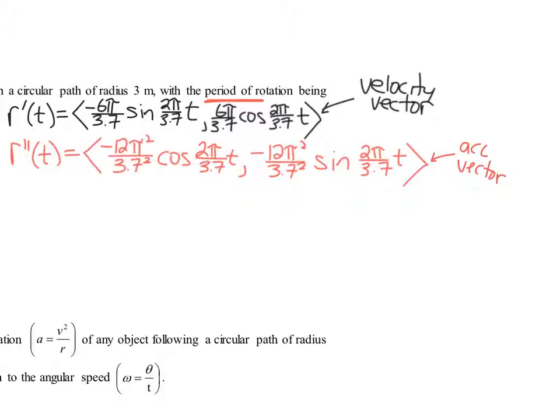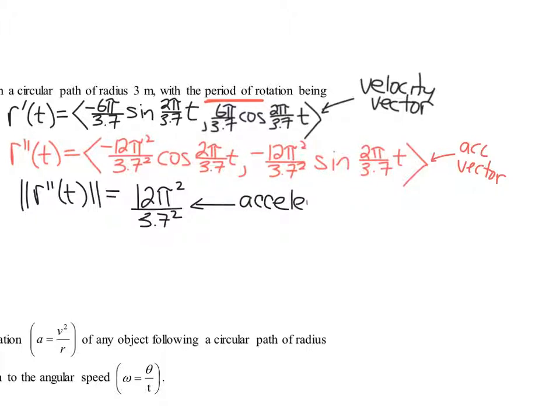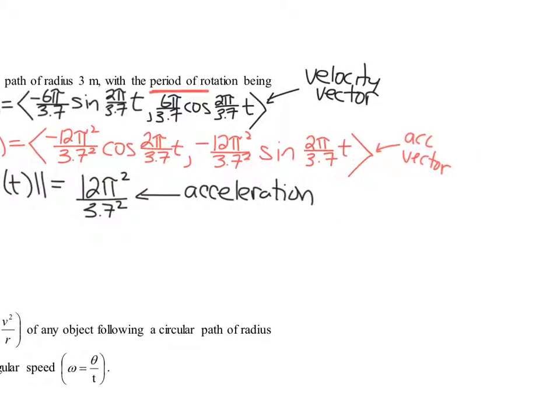Now, if all I need is the magnitude of that, I could just pull out the 12 pi squared over 3.7 squared and call it a day. That's going to end up being your acceleration. Might as well write the whole word out.